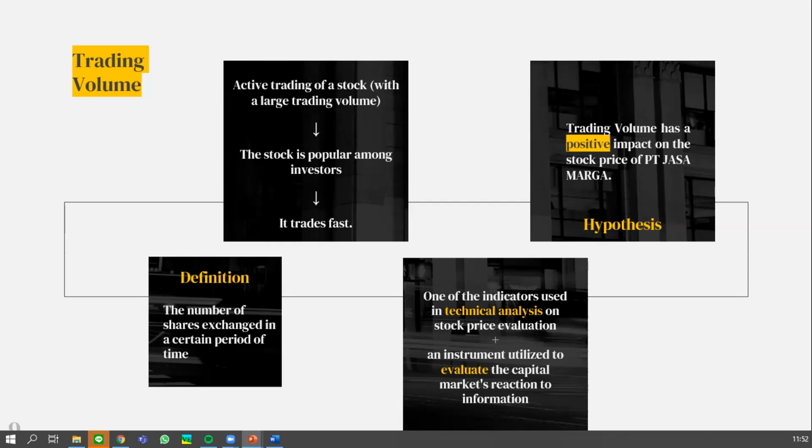Active trading of a stock with a large trading volume implies that the stock is popular among the investors, indicating that it trades fast. This is one of the indicators used in technical analysis on stock price evaluation, as well as an instrument that can be utilized to evaluate the capital market's reaction to information through the parameters or activity movement. The lower the share price means that the fewer shares exchanged. As a result, the last hypothesis of this study is trading volume has a positive impact on the stock price of PT Jasa Marga.